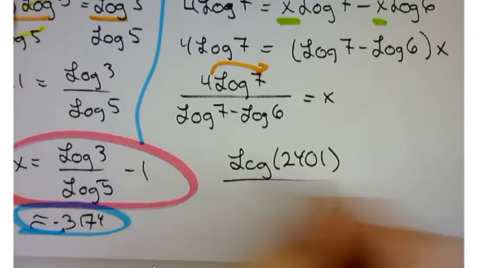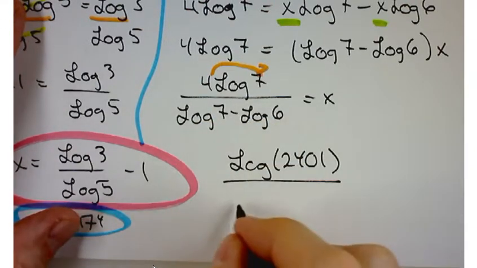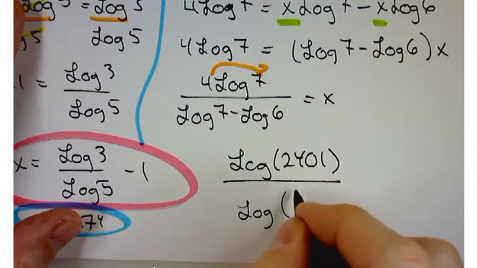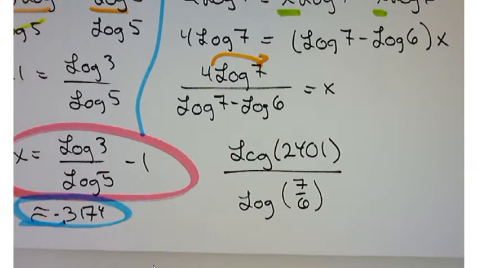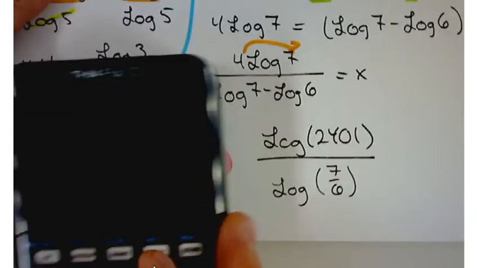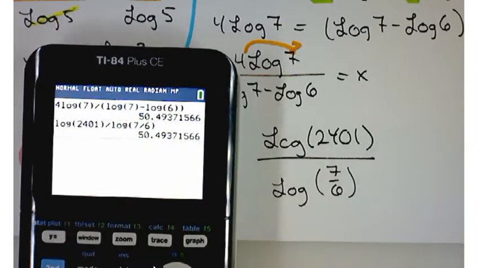Okay. How about the denominator? In the denominator, we can use our quotient rule. The difference of logs can be written as the log of the quotient. Log of 7 over 6. So this should give me an equivalent expression. Let's see that it does. So log of 2,401 divided by log of 7 over 6. Bam. Same thing.